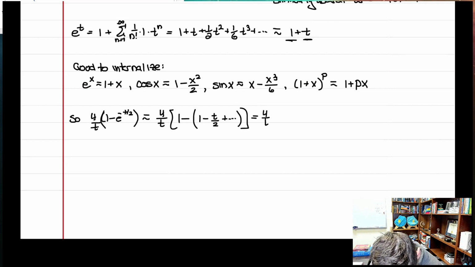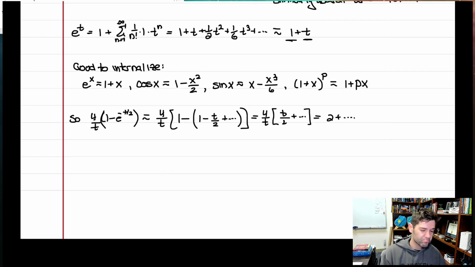And then you can see what happens. The 1's cancel, and it looks like this becomes t over 2 plus higher order terms. The t's cancel, and it looks like this is 2 plus higher order terms. So it looks like as t goes to 0, this entire thing goes to 2. And again, you could double check that with L'Hopital's rule.